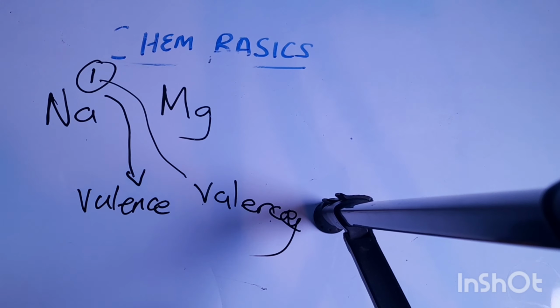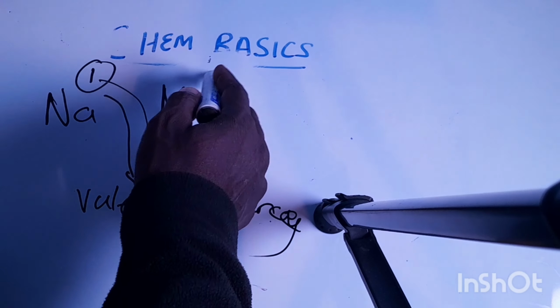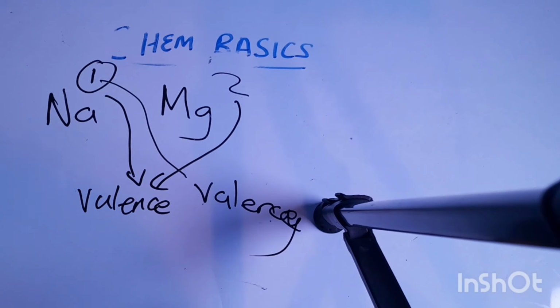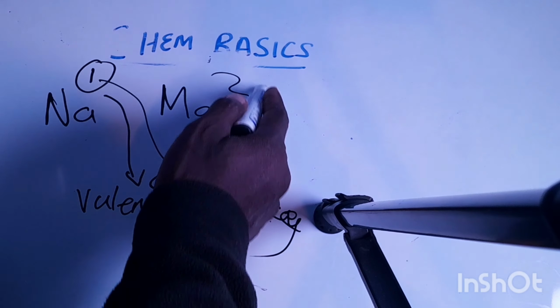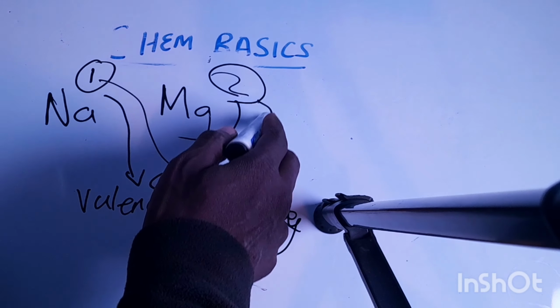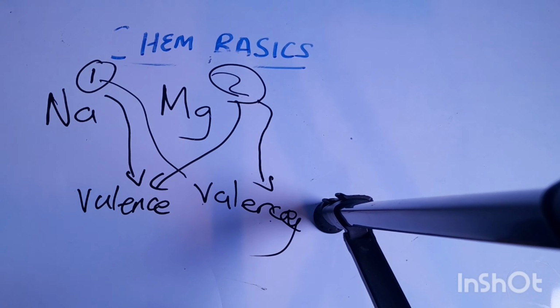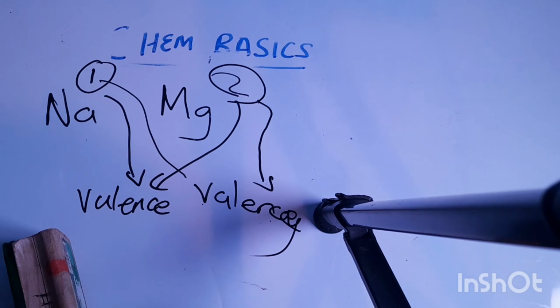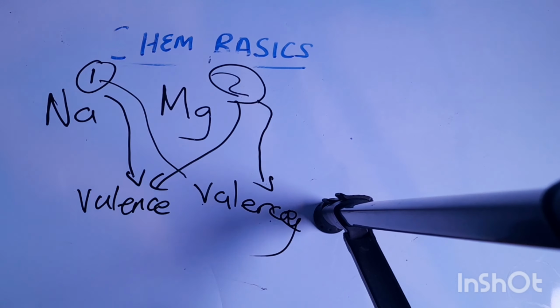Then magnesium is in group 2, so it has 2 valence electrons, and it can also give them to a non-metal, meaning it has a valency of 2. Yes. So now I will explain a bit of the bond types, and then we can get straight to the bonding.